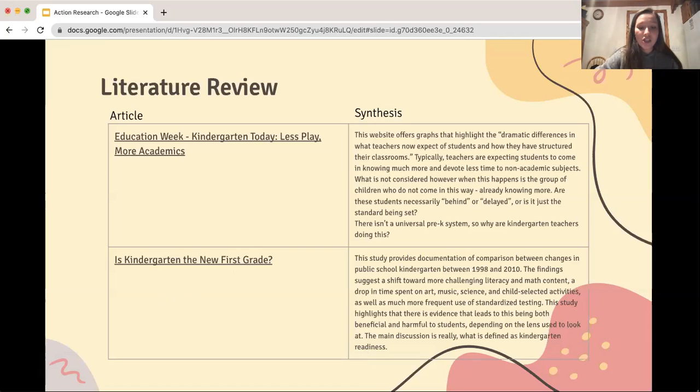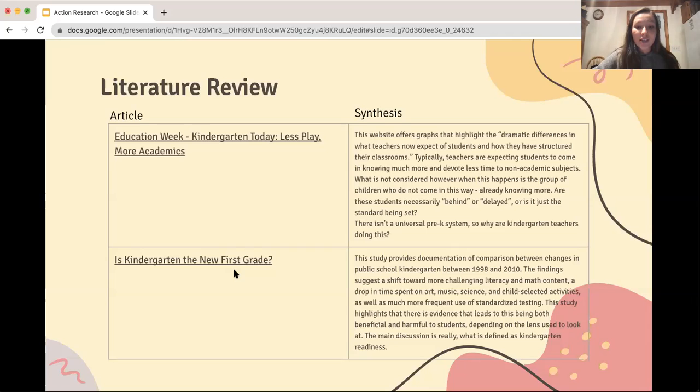The findings suggest a shift towards more challenging literacy and math content and dropping the arts and science and the child-selected activities, things that we already know. And a lot of it is because of that switch to standardized testing, right? This article also talks a lot about that. This study highlights that there's evidence that this is both beneficial and harmful, depending on the lens you use to look at it.